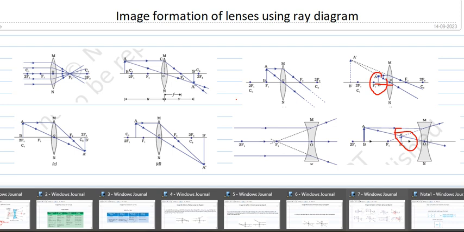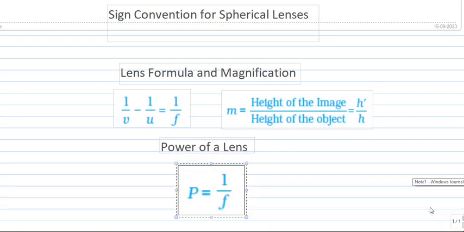The next thing we will see is sign convention. The sign convention for spherical lenses is the same as for spherical mirrors. We will go through the same points which we saw for mirrors. The first thing is the object is always placed to the left of the lens. This implies that the light from the object falls on the lens from the left hand side. That's what we saw in all the ray diagrams.